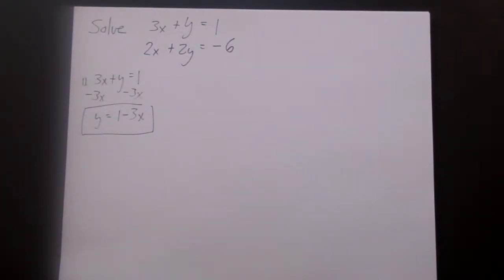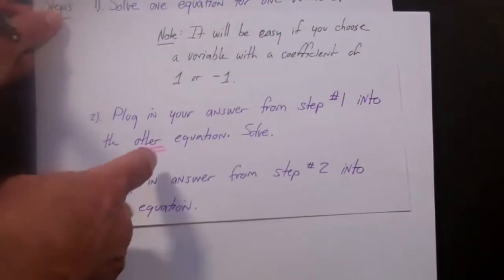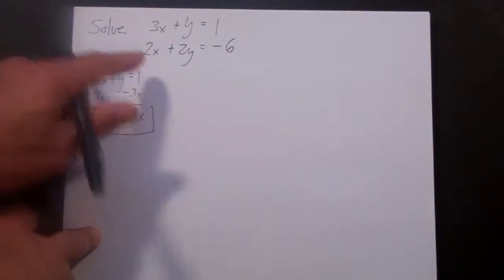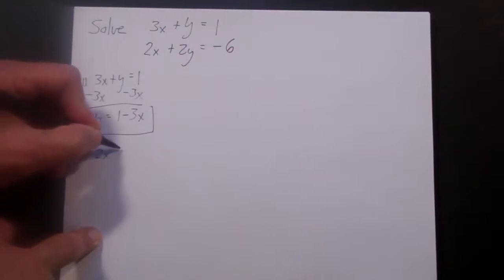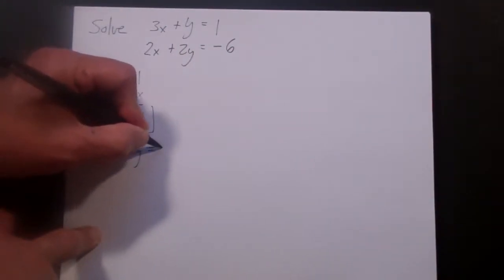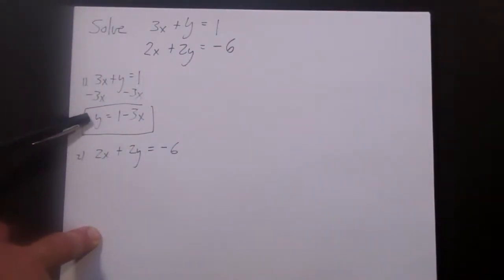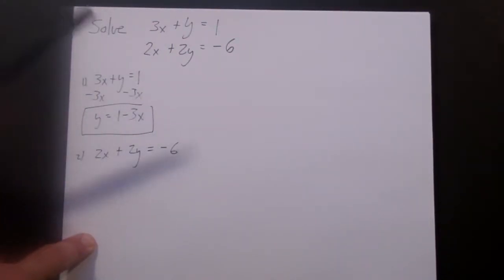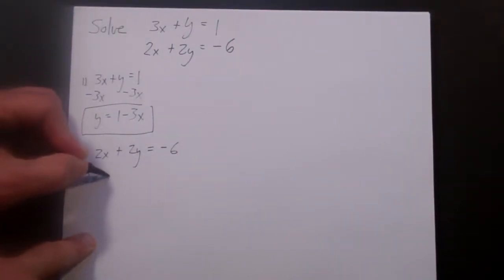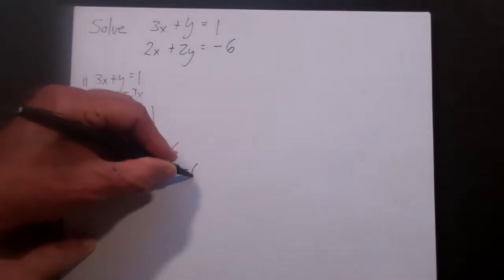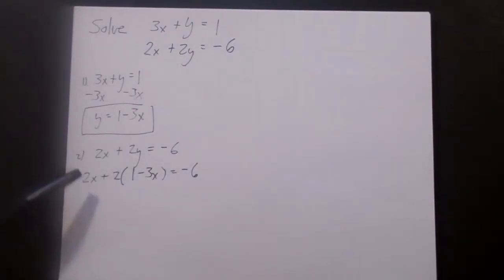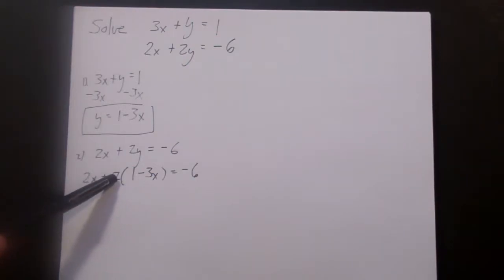And then after I do that, I have to plug it into the other equation. Remember, when we were talking about our steps, we stressed that it was the other equation. So in this case, the other equation here would be this: 2x plus 2y is equal to minus 6. And I'm going to plug in y right here. So I get 2x plus 2 times (1 minus 3x) is equal to minus 6. Now if you look at this equation, that's just a simple linear equation that we did in an earlier chapter. So we're going to distribute the 2.